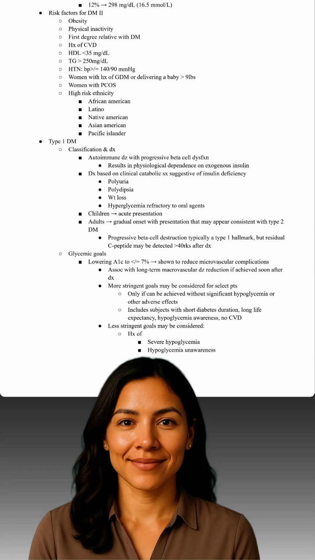Type 1 diabetes, on the other hand, has a different pathophysiology, involving autoimmune destruction of pancreatic beta cells. The presentation can vary between children and adults, with children often showing more dramatic symptoms. Glycemic goals should be individualized, but generally aim for an A1C below 7% in most adults.